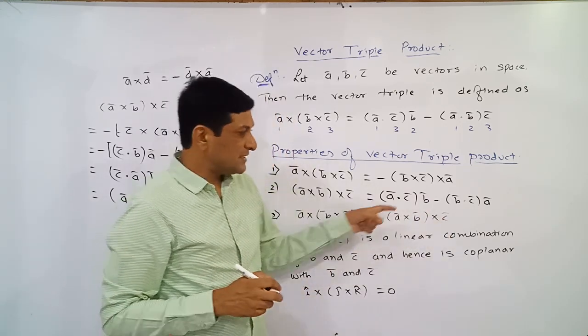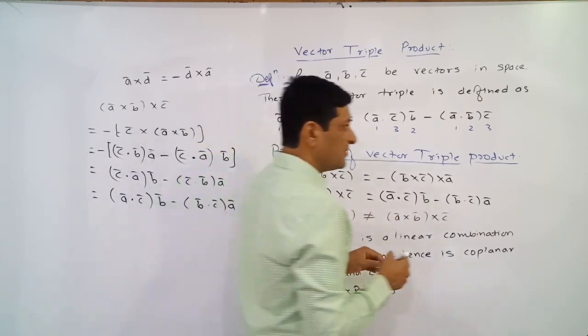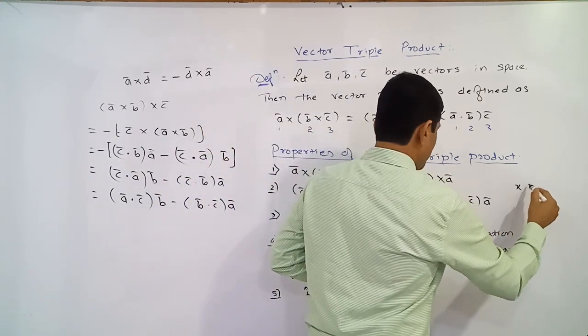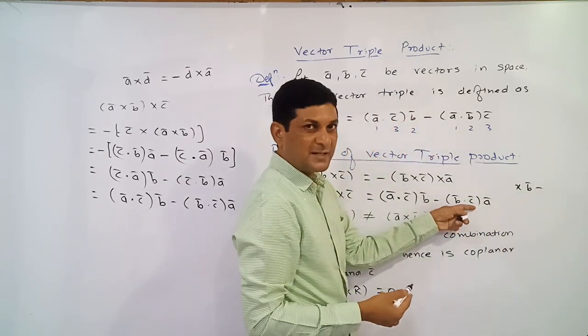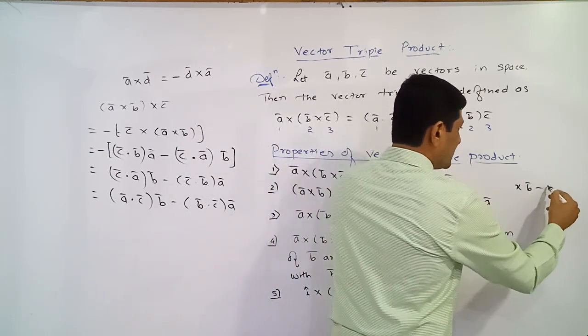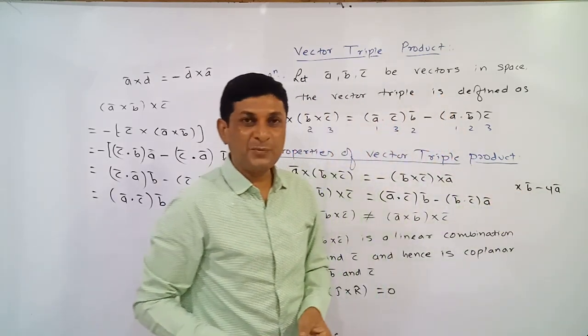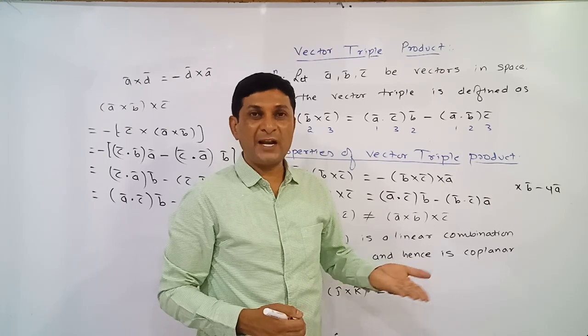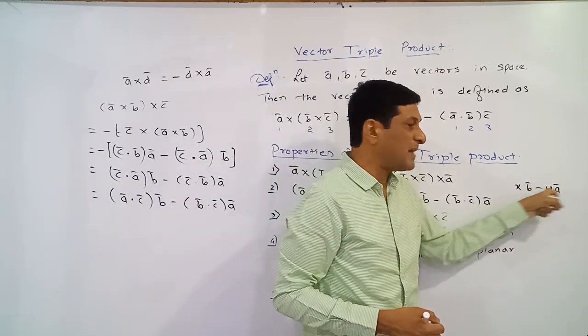Now here, this a bar dot c bar is what? One number. Let us denote this number by x. So here we will get x b bar minus, here also the dot product of two vectors is a number. Let us denote this number by y a bar. Such type of expression x b bar minus y a bar is called a linear combination. Linear combination of which two vectors? B bar and a bar.